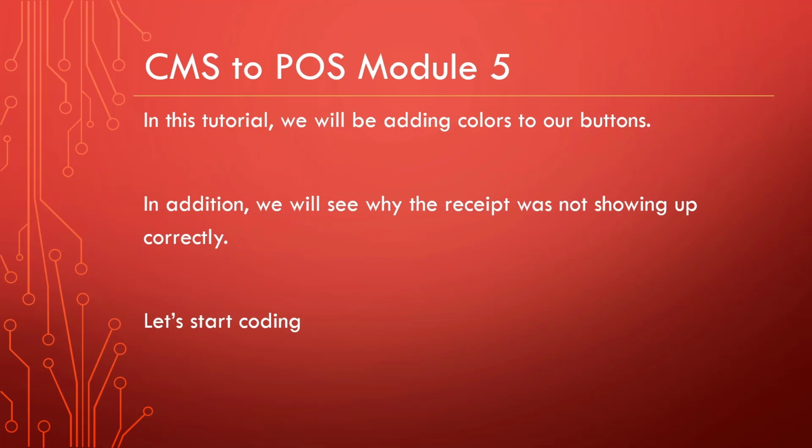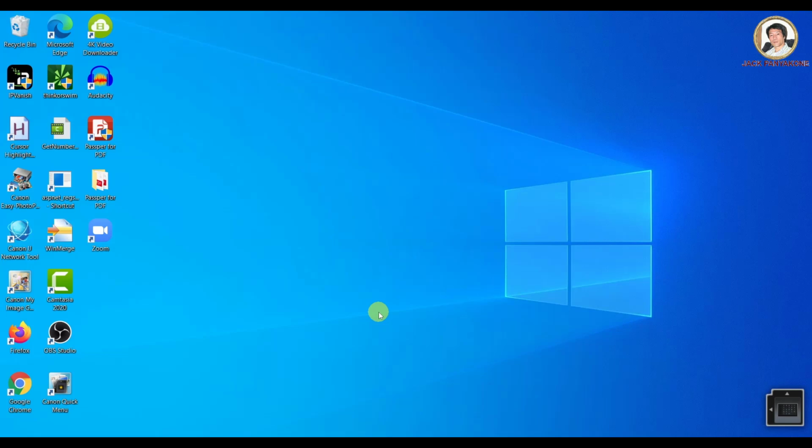So in this video, we will be adding colors to all action buttons. We will also be looking at why the receipt was not showing up correctly in the last video. This shouldn't take much. It should be real short and sweet. Let's go coding. All right.